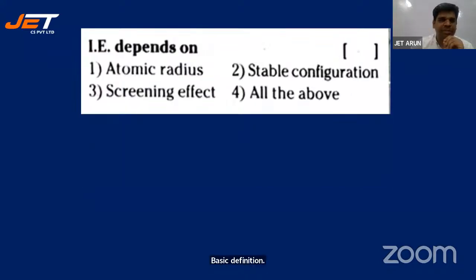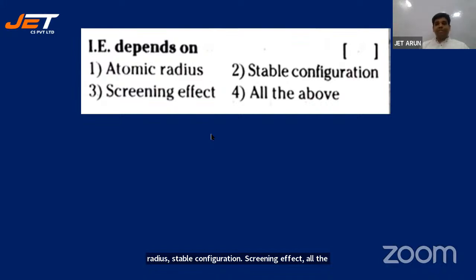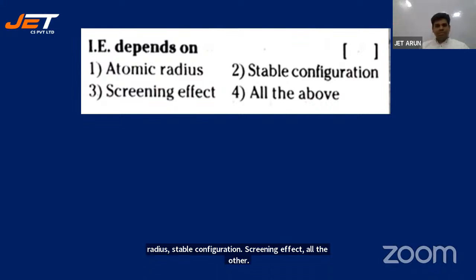All right. Let's look at this one. Ionization energy depends on: atomic radius, stable configuration, screening effect, all the above. What does ionization energy depend on? Pranit says all the above.